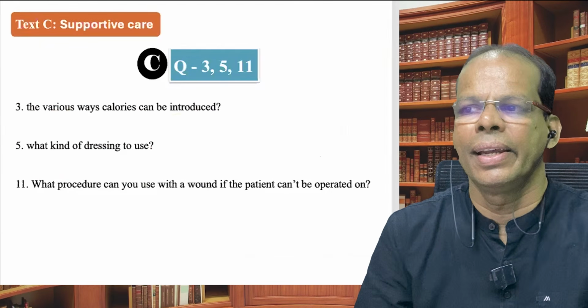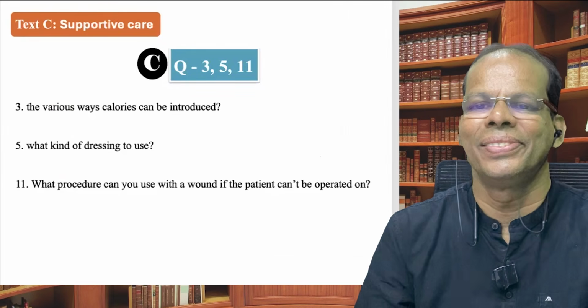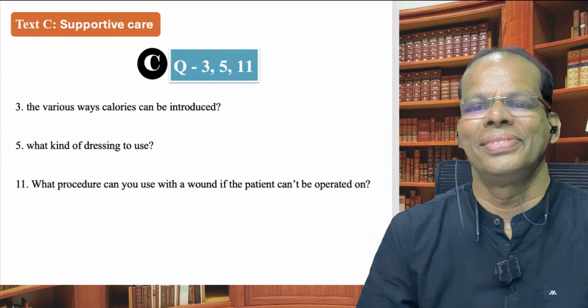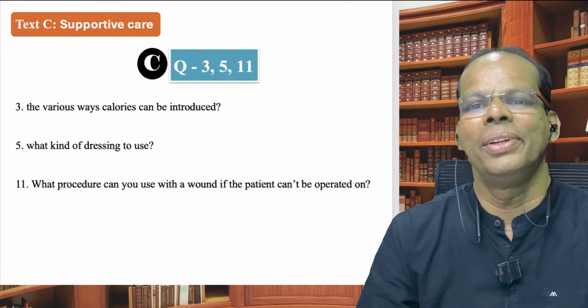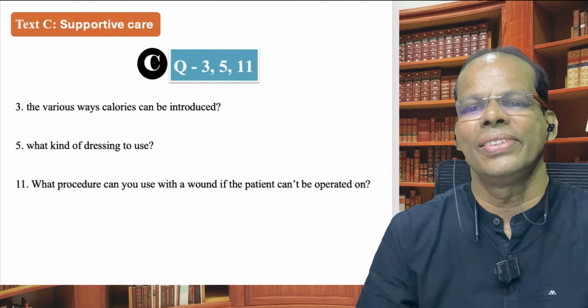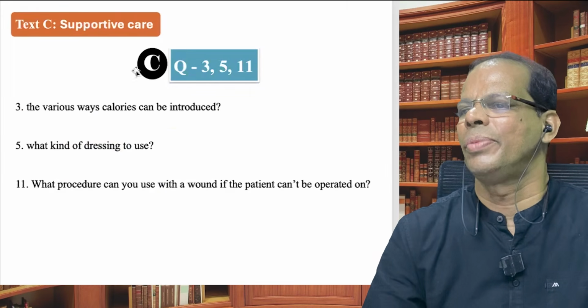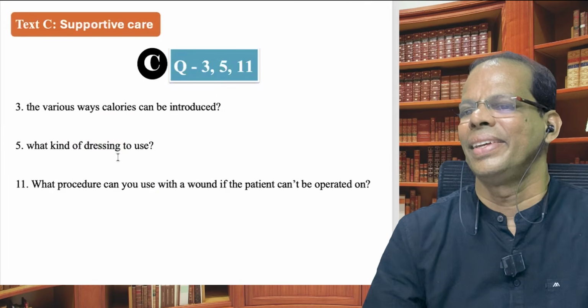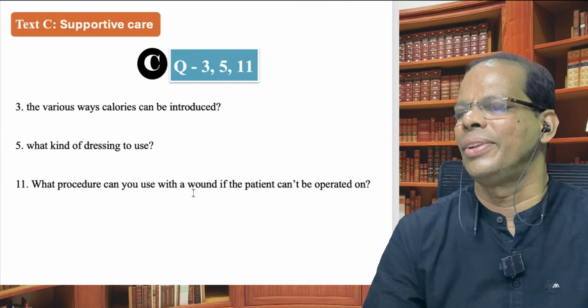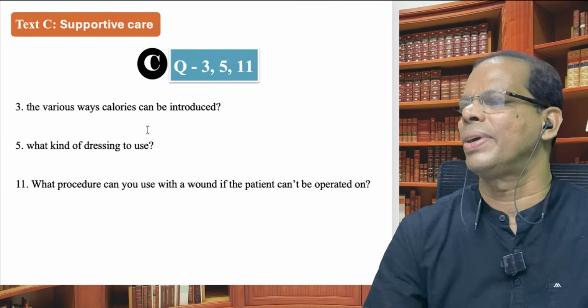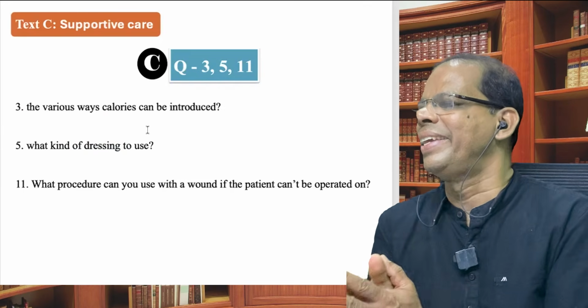Did you find C had very little content compared to A and B? Yes, Father. So you'll have very few questions, only 3 questions, I believe. The various ways calories can be introduced, that is in C. What kind of dressing to use, that is in C. What procedure can you use with a wound? Because 3 and 5, we have simply answered it, just by reading it.